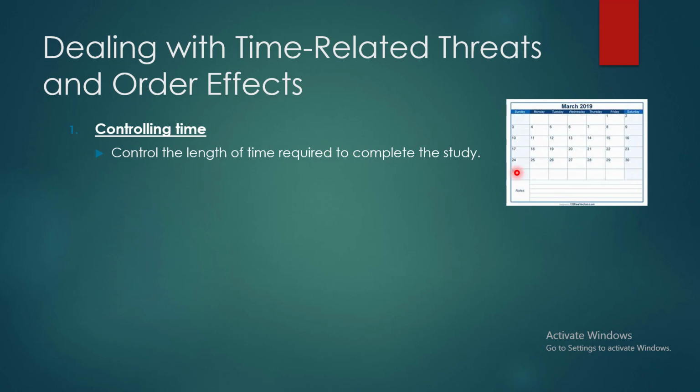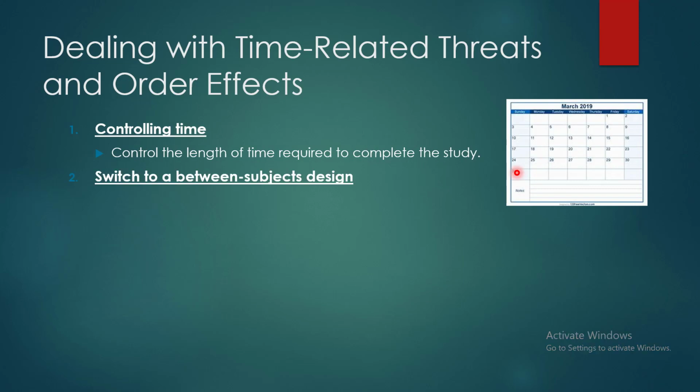However, those time-related threats that we talked about, maturation, history, regression to the mean, instrumentation, all of those we would want to shorten the amount of time, because the more time you have in between your different testing phases, you're more likely to have maturation or history effects. And so there, increasing the time between treatments increases the risk of time-related threats to variables. So to control for order effects, we want to increase the time, and to control for the time-related threats, we want to decrease the time.